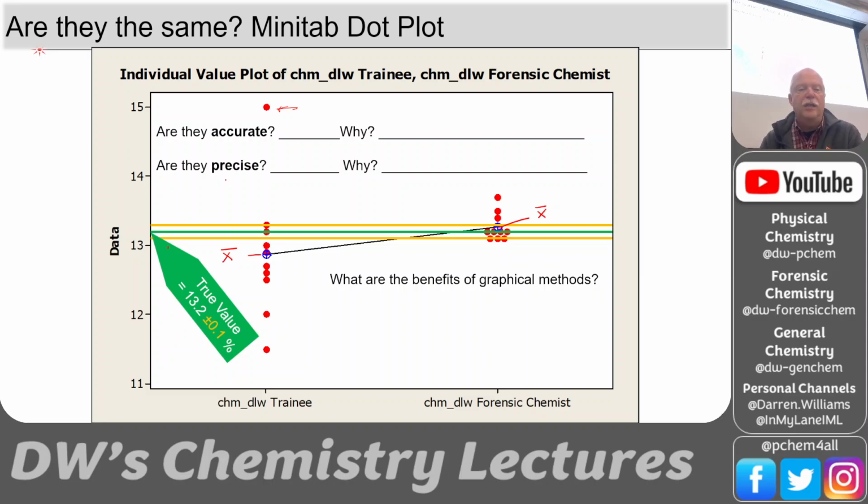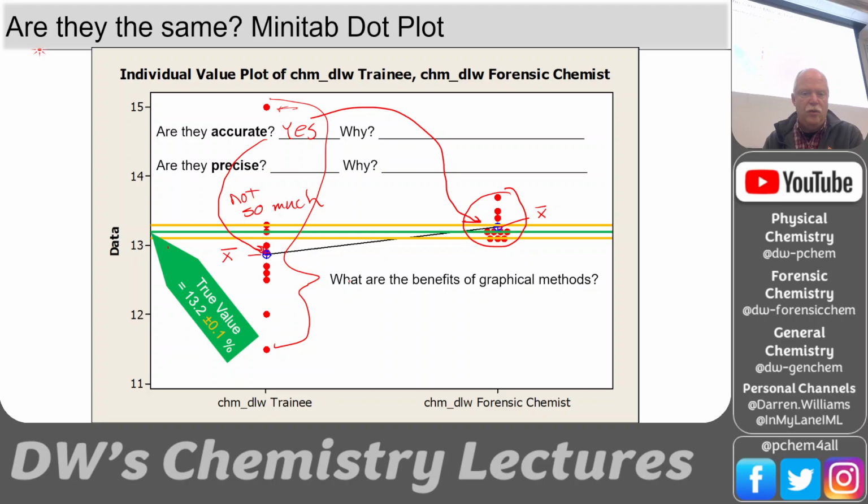So I guess the question is, are they accurate? Well, I think that the forensic chemist is pretty accurate because the mean is within the limits. I would say yes for this guy, no for the other one, not so much. Okay, what about precision? Well, precision is the cluster of the data, right? And this precision is way out here.